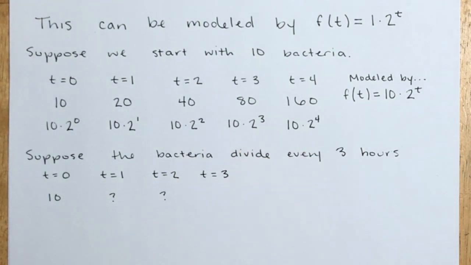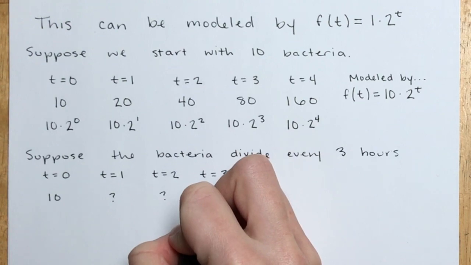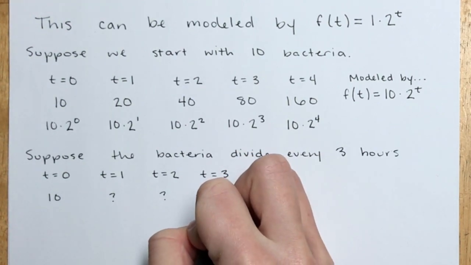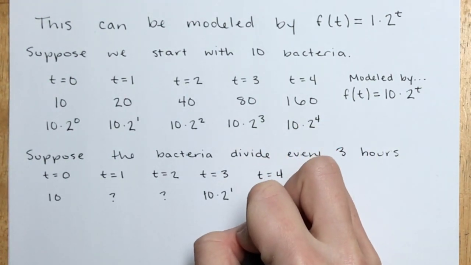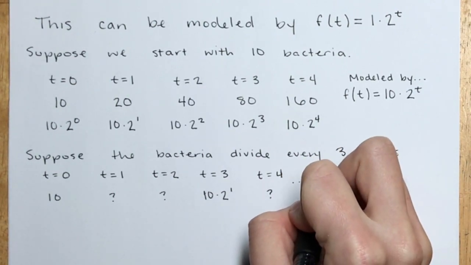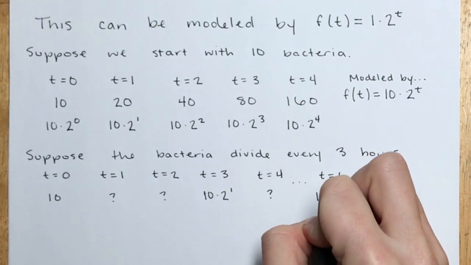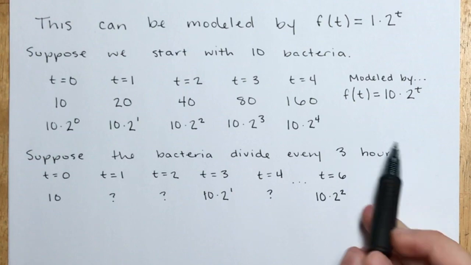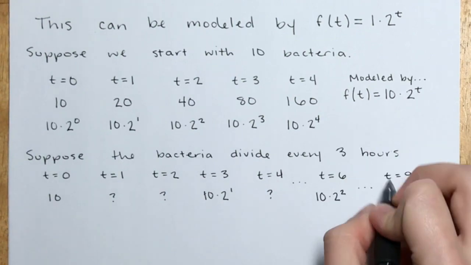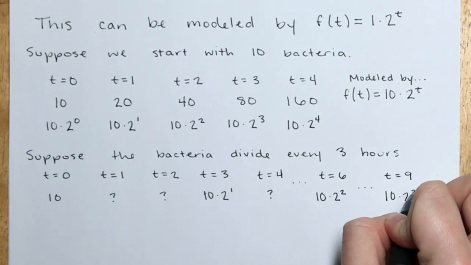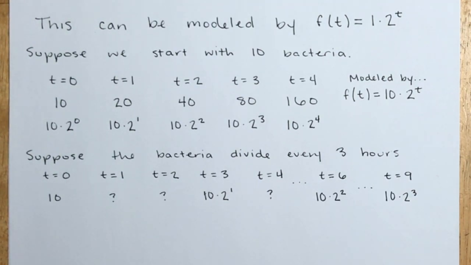At t equals 3, we know that we have doubled at this point. So we have at this point 10 times 2 to the 1. At t equals 4, we don't know. We have to wait until we get again to t equals 6. At t equals 6, we've doubled twice, right? Because 2 periods of 3 hours have gone by. At t equals 9, 3 periods of 3 hours have gone by. So we've had 3 divisions.